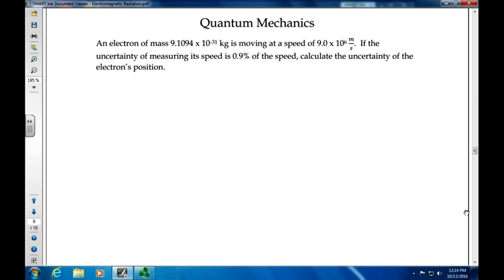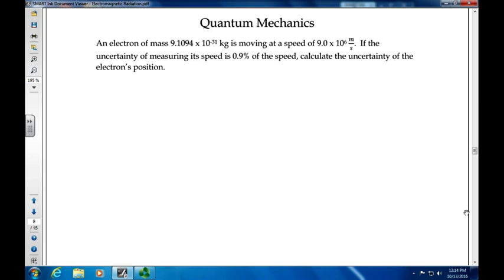An electron of mass 9.1094 times 10 to the minus 31 kilograms is moving at a speed of 9.0 times 10 to the 6th meters per second. If the uncertainty of measuring its speed is 0.9% of the speed, calculate the uncertainty of the electron's position.